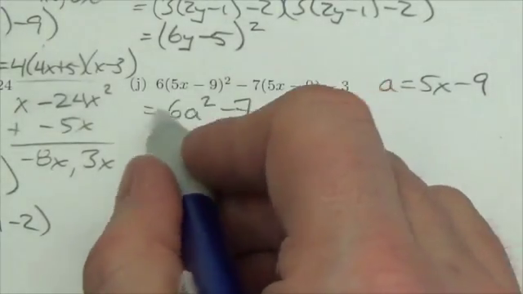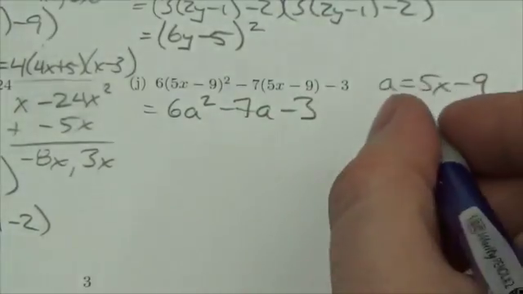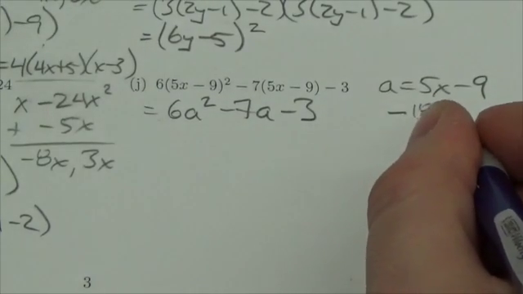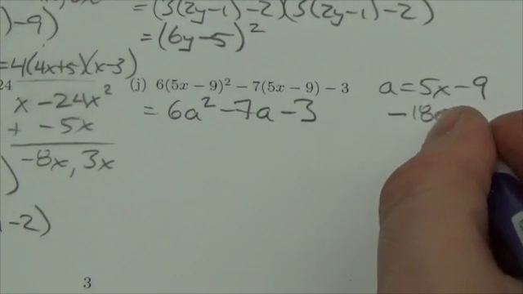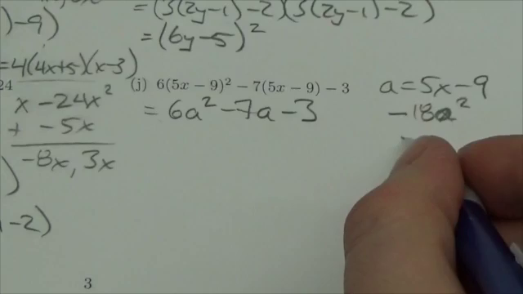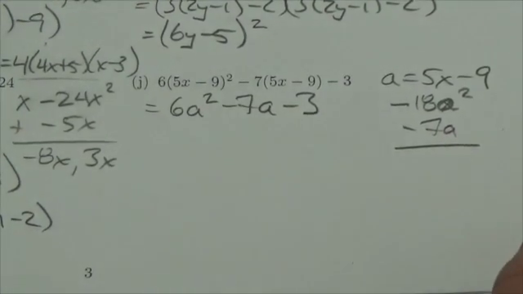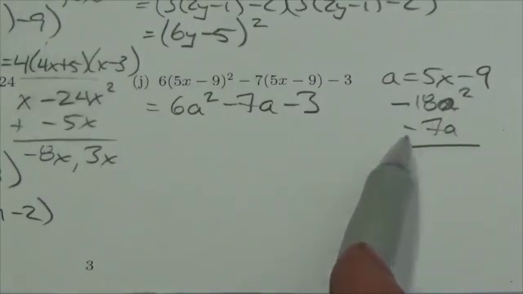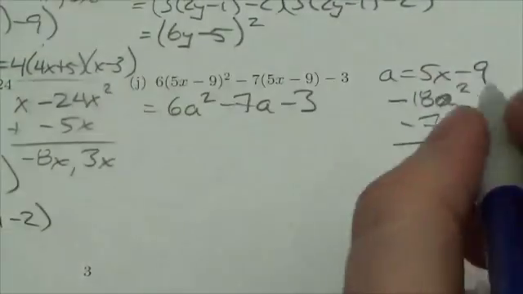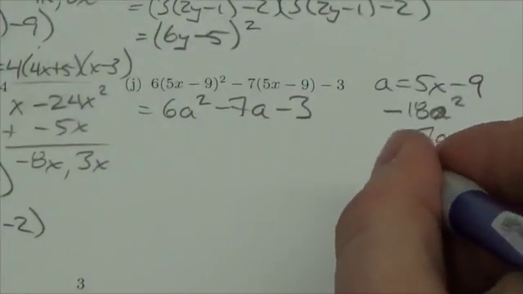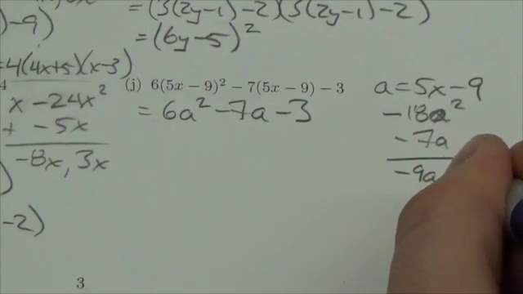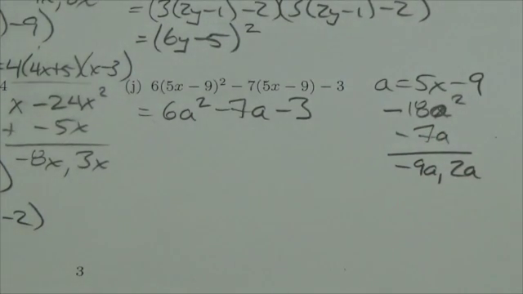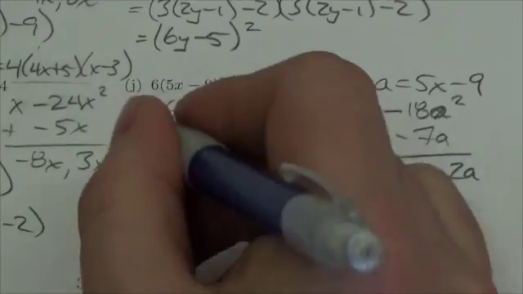And now to factor this, I multiply that first term by that last term, and I'm looking for two terms whose product is negative 18a squared and whose sum is negative 7a. Okay, so the product is negative, their sum is negative, so we're going to have one positive, one negative, and the large one's going to be negative. So negative 9a and 2a. Those got to be the values I'm looking for.